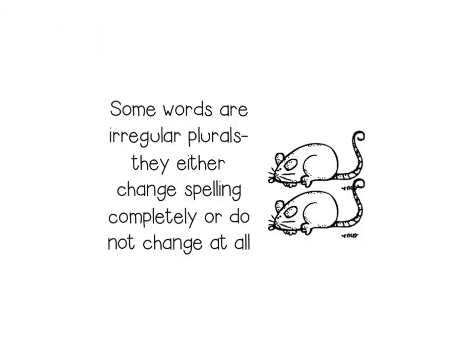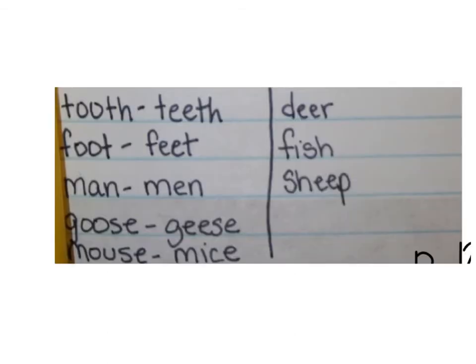All right, here is our last rule. Some words are irregular plurals. They either change spelling completely or do not change at all. All right, once you've opened up this tab, you're going to need to draw a line to separate this into 2 different sections. I would suggest that you have one side that has a little bit more room.